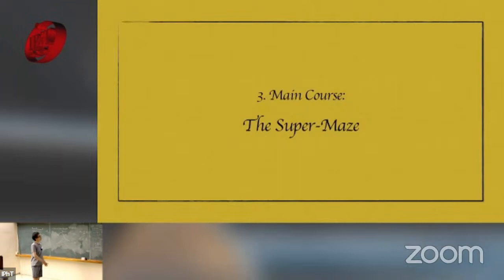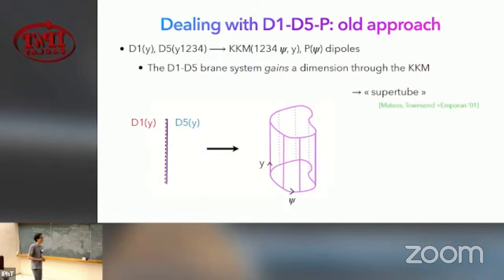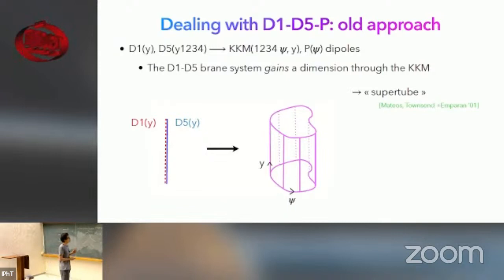So the idea that people were doing in the first paradigm, or at least here in Saclay, is to say that actually there is a trick, the supertube trick, which is to say that whenever you consider D1, D5 branes, actually they would puff up into a Kaluza-Klein monopole. The thing is that this Kaluza-Klein monopole lives in a non-compact dimension, so psi is living in a non-compact dimension, whereas the D1, D5, P system is a point in the non-compact dimension. So the D1, D5 brane system is gaining a momentum through the Kaluza-Klein monopole.